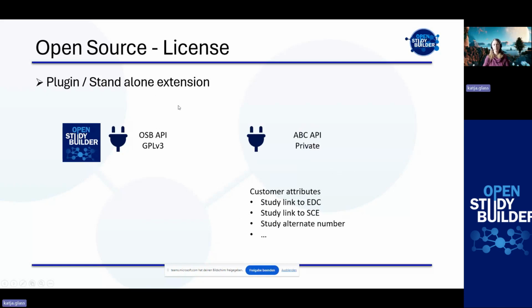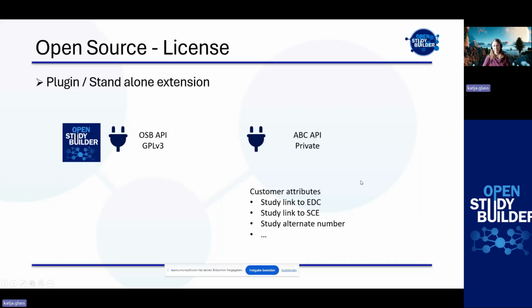What you also can do is plugins or extensions. For example, for the API, we do have the OpenStudyBuilder API, which is open source. And you can build another API, which is also connecting to the database. It's just another complete own package, and this could be private. That's totally fine. If you don't integrate it, that's totally fine. It's two different things. So plugins and extensions is also a very great way to enhance the functionality of the OpenStudyBuilder.